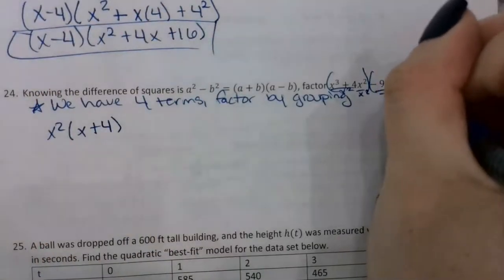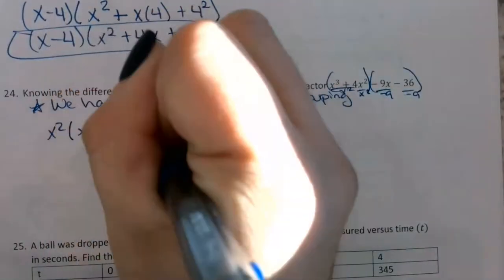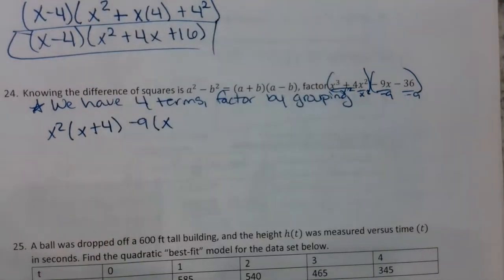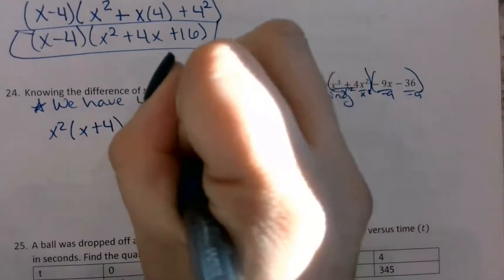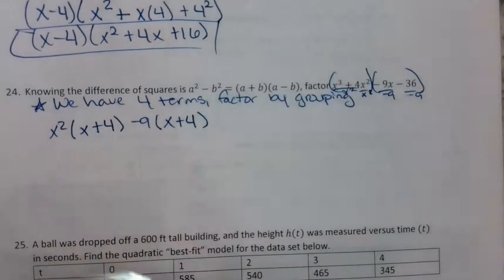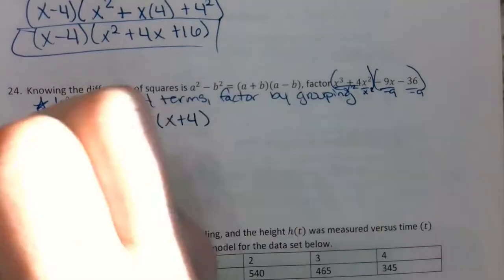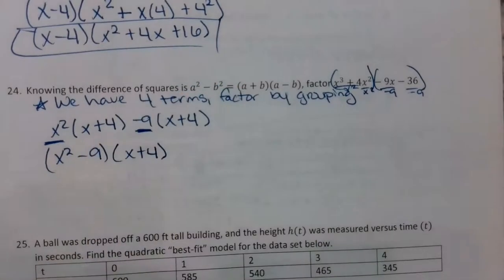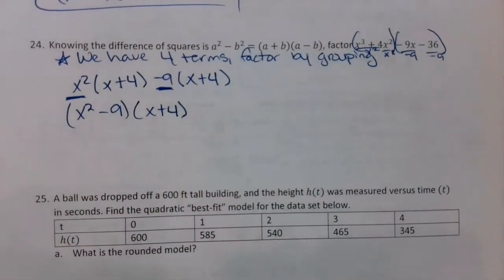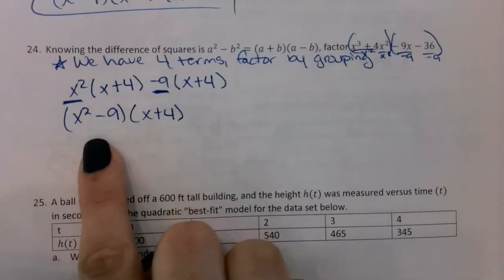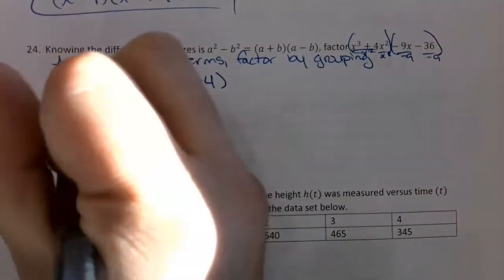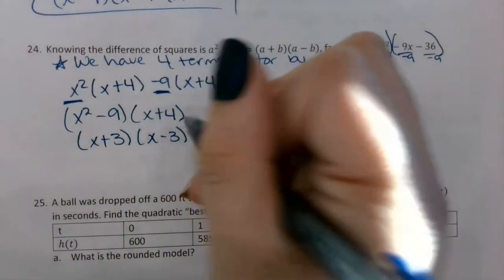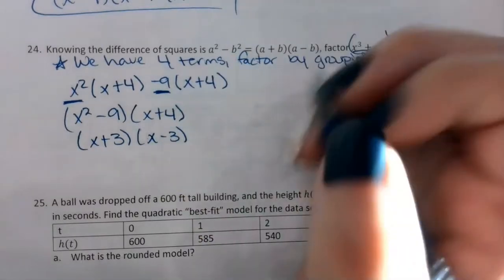On the second set, I can divide out negative 9. Negative 9x divided by negative 9 gives me x. Negative 36 divided by negative 9 gives me positive 4. So now I have the same pieces. The outside pieces can go together. I'll have x squared minus 9, and then x plus 4. Then this is a difference of squares, because 9 is a perfect square. The square root of 9 is 3, so I can write x plus 3, x minus 3, and then this piece that wasn't a difference of squares just gets written at the end.